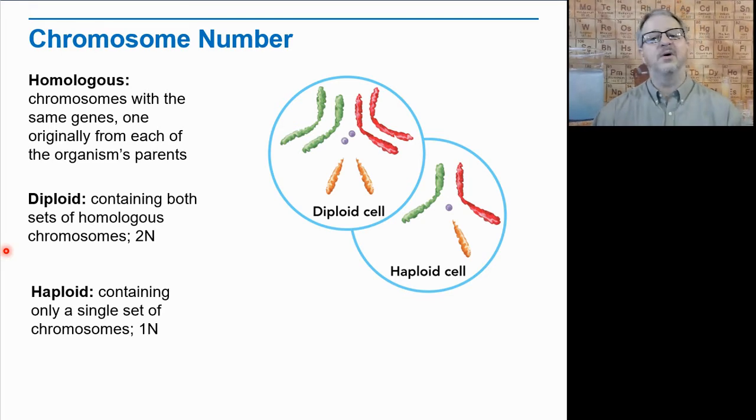So let me ask you, are most of the cells in our body haploid or diploid? What do you think? Well, if the only cells in our body that are haploid are the gametes, one would have to surmise, I would hope, that we have more diploid cells than haploid cells, because only the gametes are haploid. All the rest of our body cells are diploid.